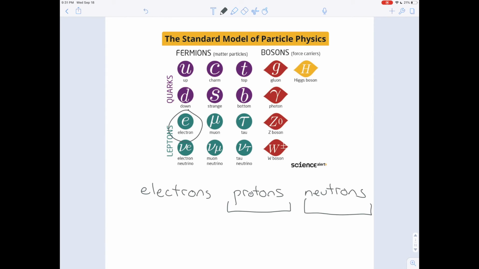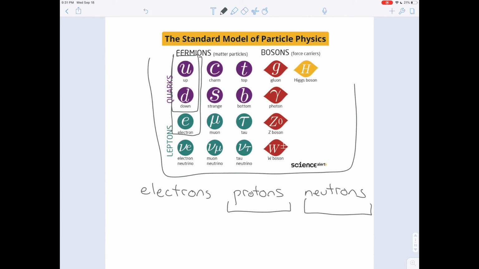You notice the electron is one that can't be broken down. But the protons and the neutrons are just made up of two of these quarks. They're called up and down quarks. Take a moment to appreciate all of chemistry is just talking about these three particles. But in the world, you have this whole table.